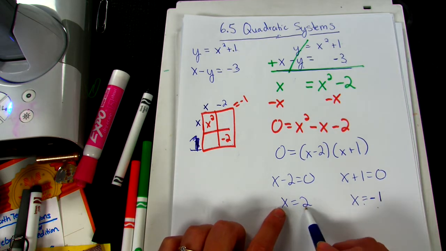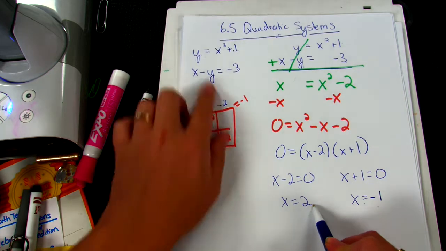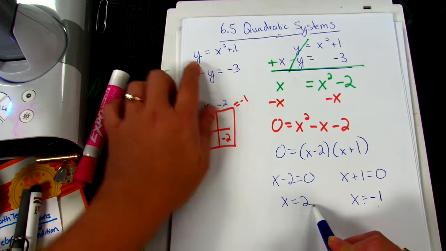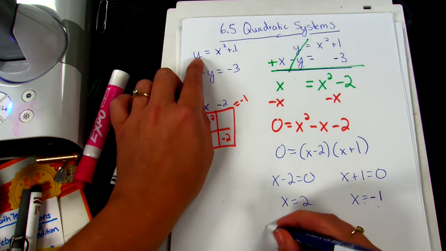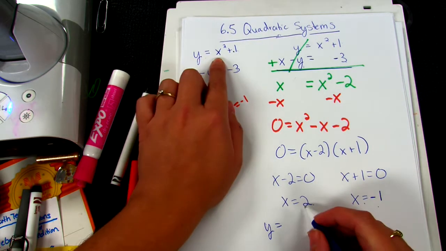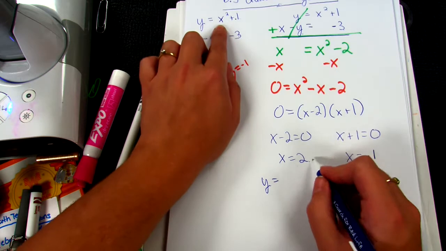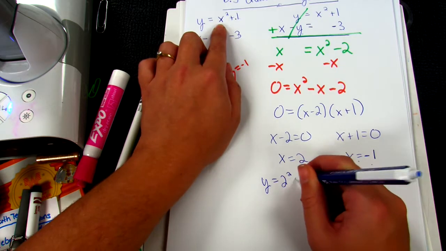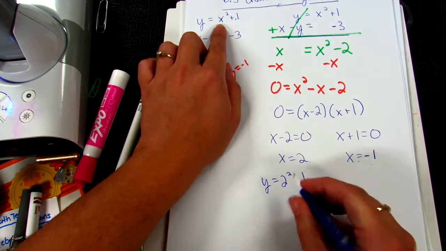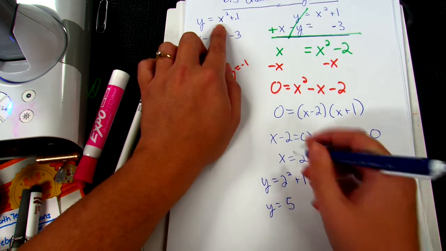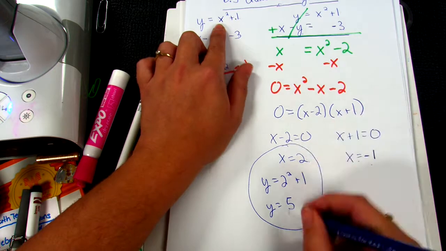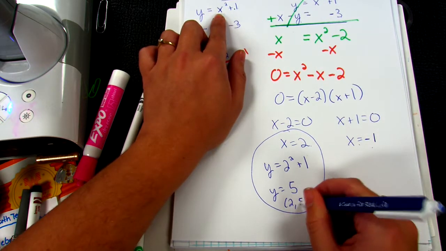So let's do this x value first, x equals 2. Let's go ahead and just choose the first equation. You can choose either one. It's going to give you the same answer. So y is equal to x squared plus 1, but remember x is 2 in this case, so 2 squared plus 1. So y is equal to 2 squared is 4 plus 1 is 5. So here's this answer. I got 2 comma 5.